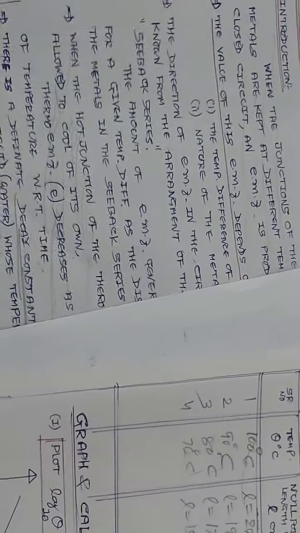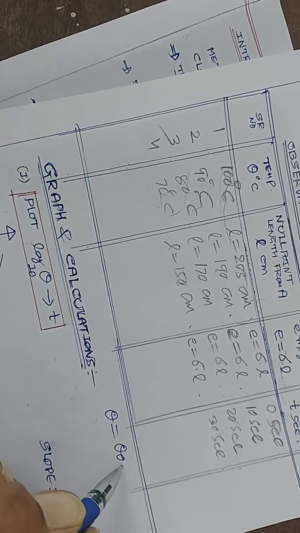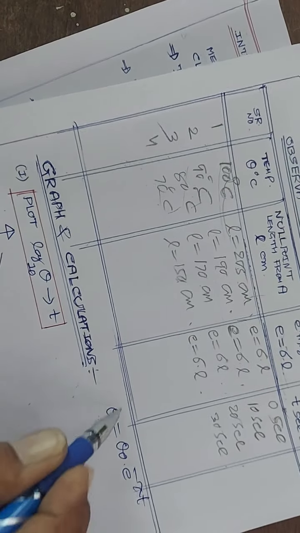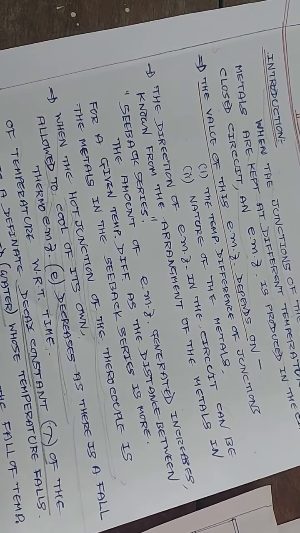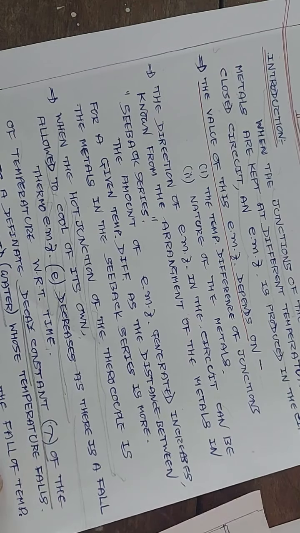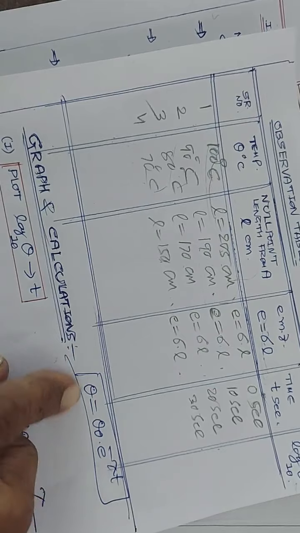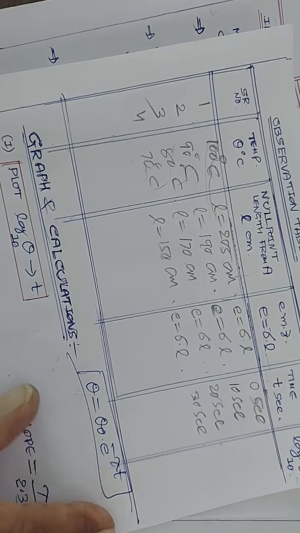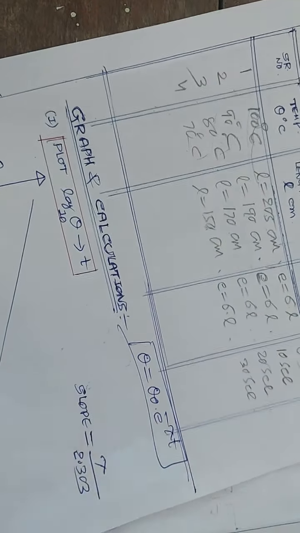Once again I repeat, what is the equation of theta? Theta is equal to theta 0 e raised to minus lambda t, right? So this is the exponential relation for the fall of temperature of a water body. Theta is the temperature of the water after time t, theta 0 is the initial temperature of the water body, where lambda is the decay constant of the water body.